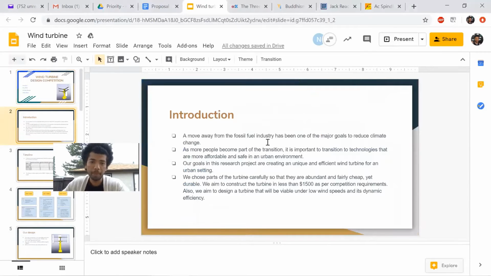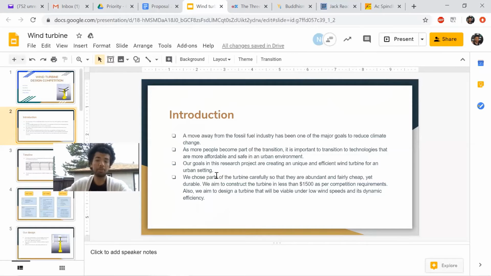The main reason that we really want to take part in this competition is so we could aim to create and design a turbine that is both cost efficient and can be used in an urban environment. We want more people to become part of this transition, and it's important to transition, especially to these technologies that force a move away from the fossil fuel industries. For the urban setting, we're going to be considering the University of Alberta, as it has many buildings.